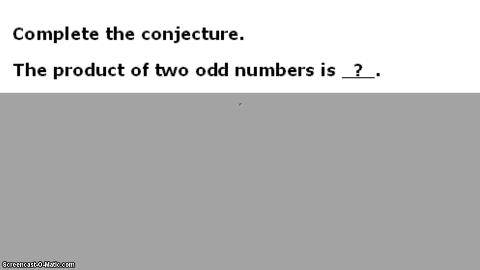Complete the conjecture. The product of 2 odd numbers is... I'd like you to pause and go try experimenting with a couple of expressions where you have factors that are odd. What happens when we multiply 2 odd numbers? What is the product? And then pause and come on back. Okay, hopefully you have some good samples there, and hopefully you've seen something common about those products.